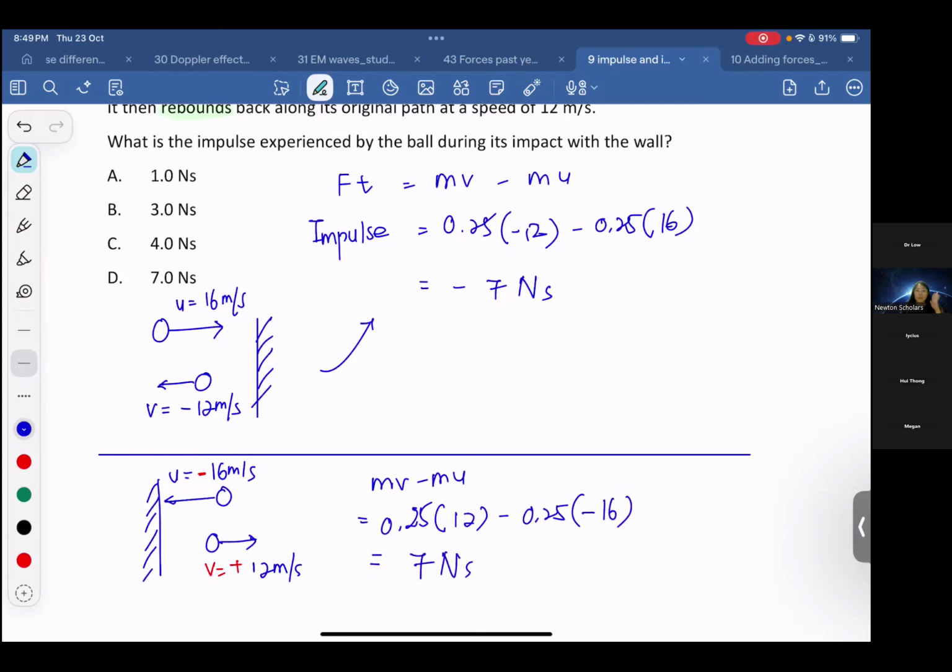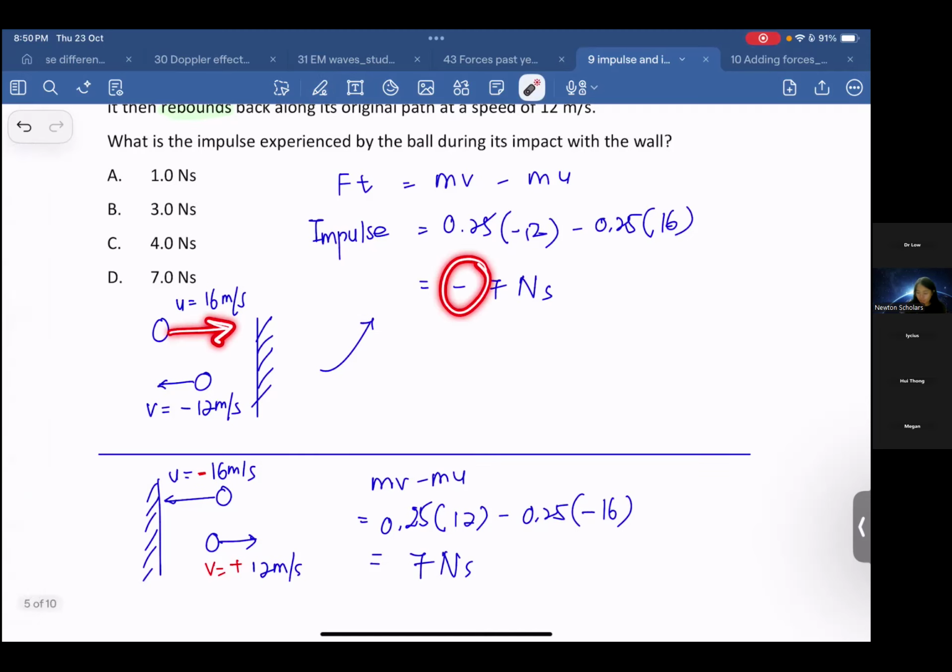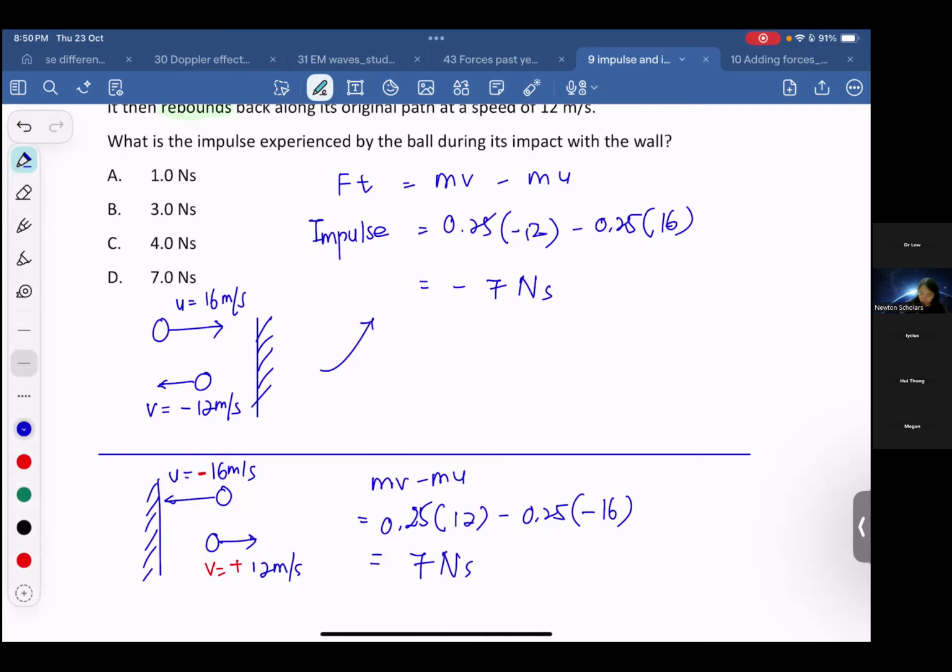So that's why I want to tell you that whether positive or negative doesn't matter. It's just showing you direction only. Initially, my direction is to the right. So right now negative means that the impulse is acting opposite. Initially I assume to the left is negative. Now I get positive, that means opposite to your initial. That's all. So positive or negative doesn't matter, it's just showing direction. So our answer should be 7.0.